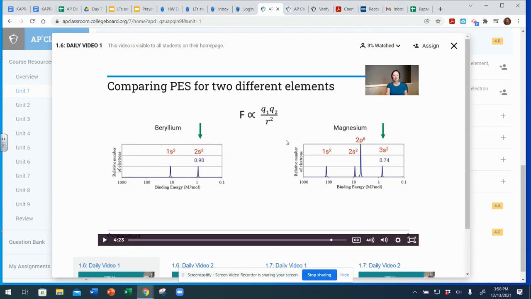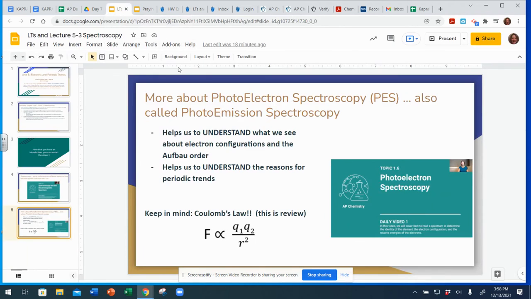So you want to really keep in mind that this is definitely confirmation for us that those electrons closer to the nucleus are more attracted to the nucleus as we add protons to the nucleus. So we've got lots of things that we can do with this, and we will definitely come back in class and work with PES spectroscopy data so that we can really analyze how it fits together with electron configurations and with periodic trends.